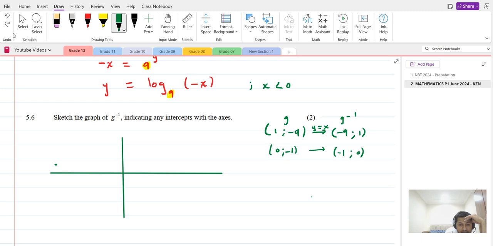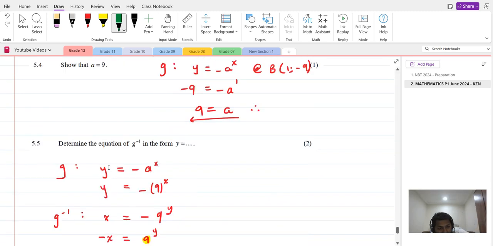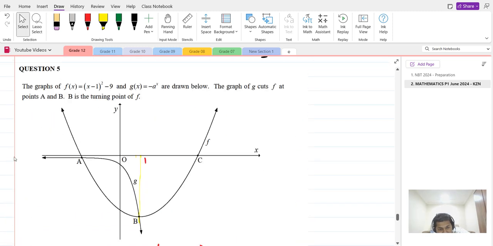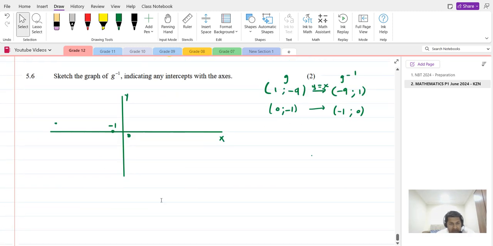That's the x-axis, that's the y-axis, that's (-1, 0). And remember, the asymptote of the exponential function is y equals 0, a horizontal asymptote, so the log graph will have a vertical asymptote, so a broken line here. And now we sketch this graph. It's a log graph going like this.